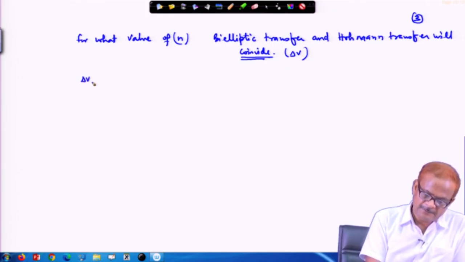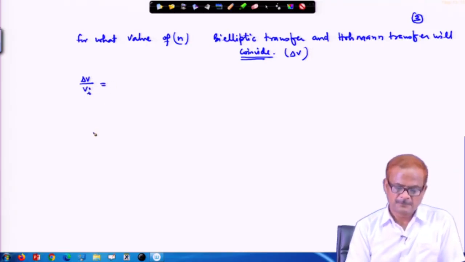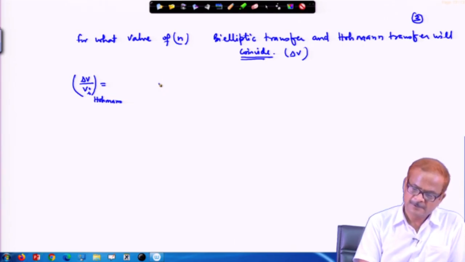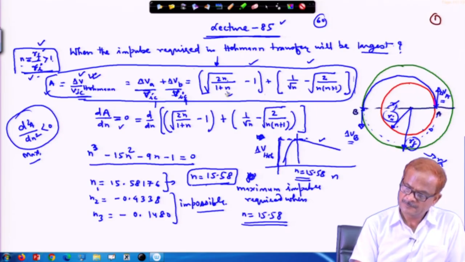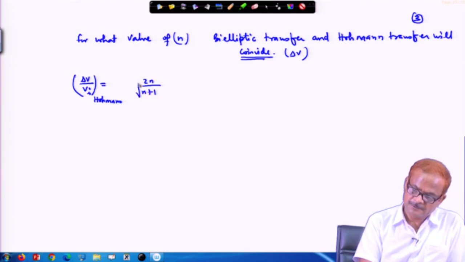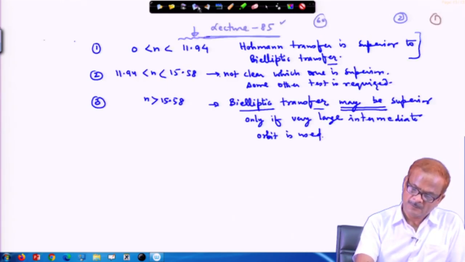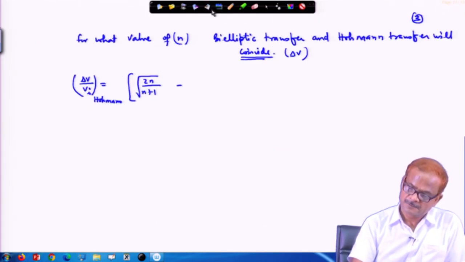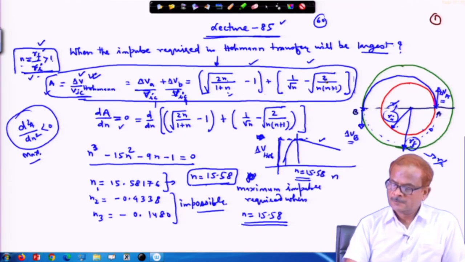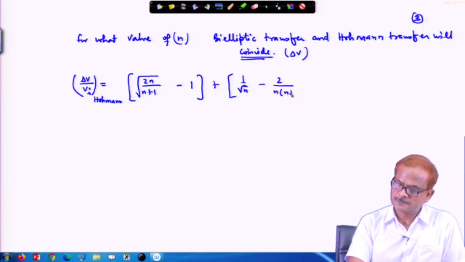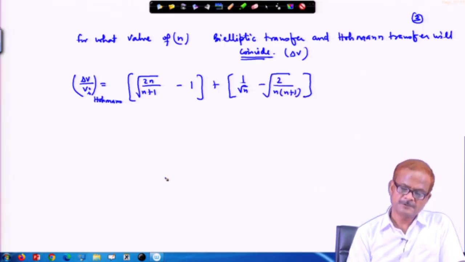So, already we have written delta v by V_IC in the Hohmann transfer. This is Hohmann, and this part we have written from the previous thing here: square root of 2n divided by (1 plus n), times the square root of (1 by n) minus 1, minus 2 divided by n times (n plus 1) under root. So, this is in the Hohmann transfer.